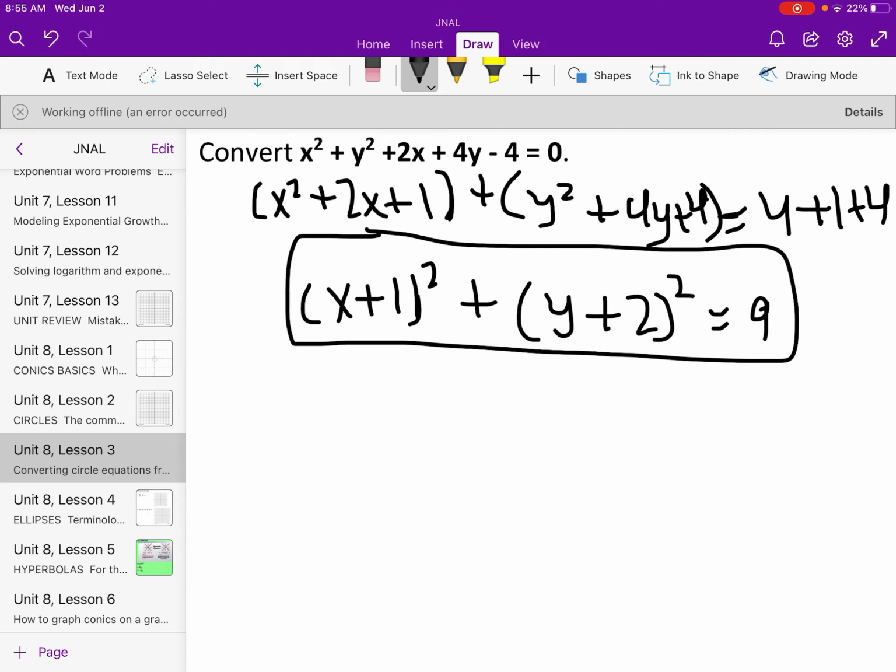So that's how you convert from standard form. They call that standard form. Really, just to the graphing form.